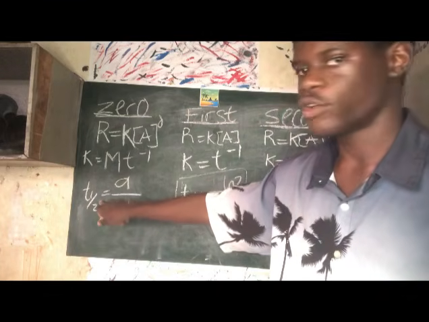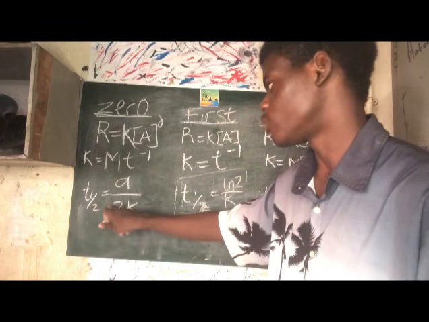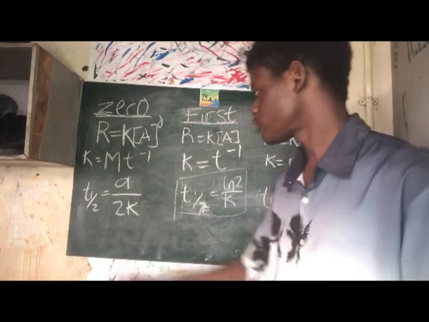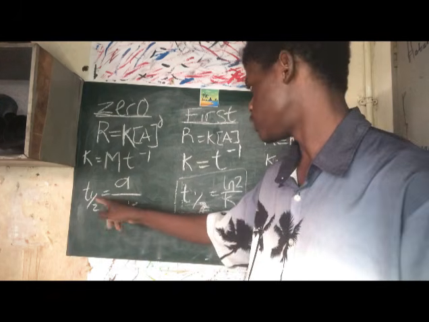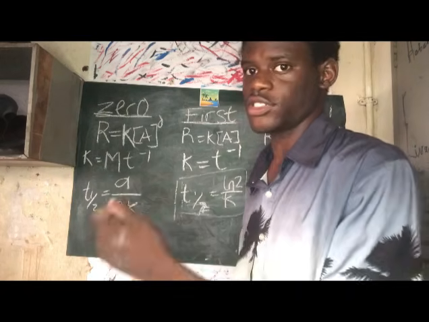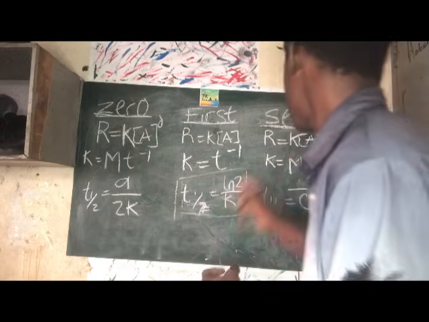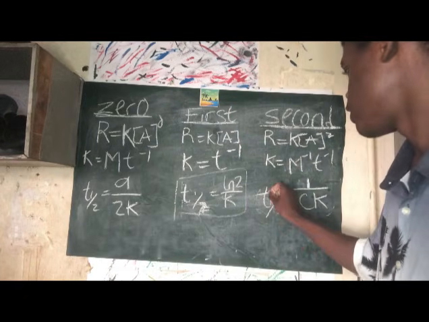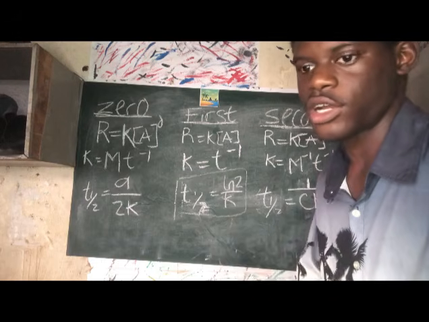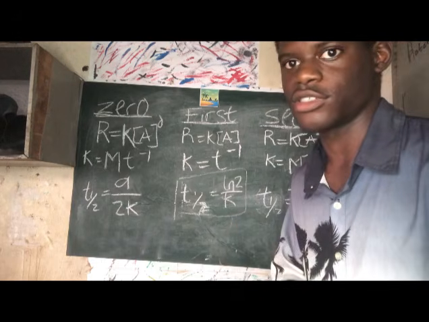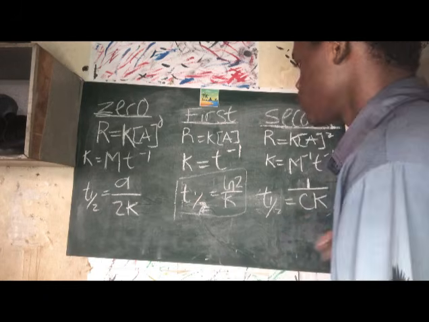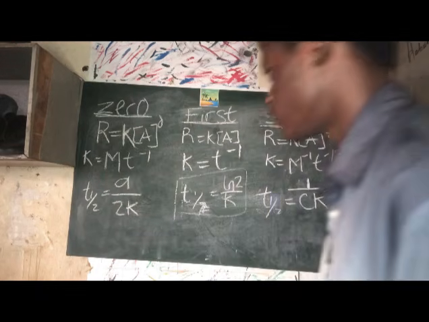While for 0th order, the half-life is directly proportional to the concentration, and inversely proportional to the rate constant. So as half-life is increasing, concentration is also increasing. While for second order, the half-life is inversely proportional to concentration. So as concentration is decreasing, half-life is increasing, and as half-life is decreasing or increasing, this one is doing the opposite because they are inversely proportional. So that's that about the half-life of the three of them.